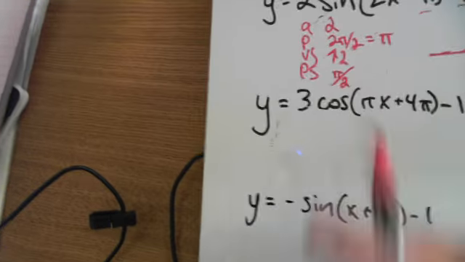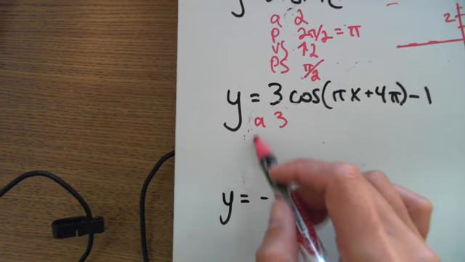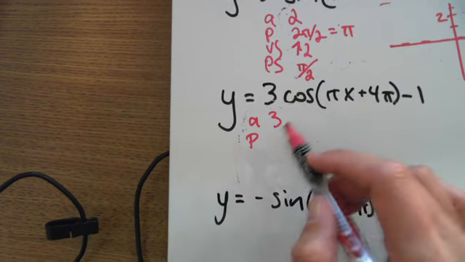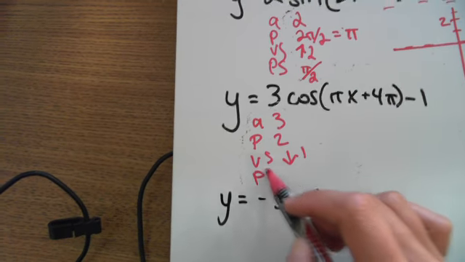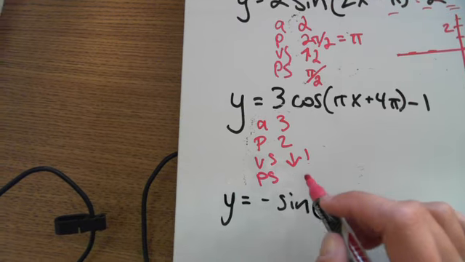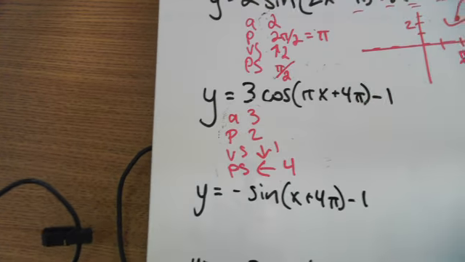Now we've got a cosine, so I'm going to go through the properties pretty quickly. Amplitude is 3. Period is 2 pi over pi, which is 2. Vertical shift is down 1. And then my phase shift is going to be to the left 4 units because it's 4 pi over pi.